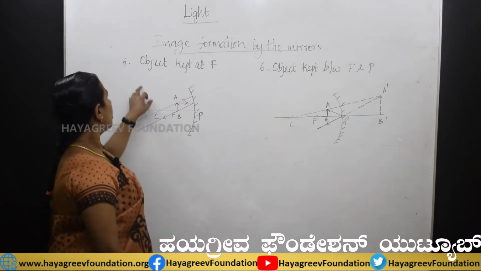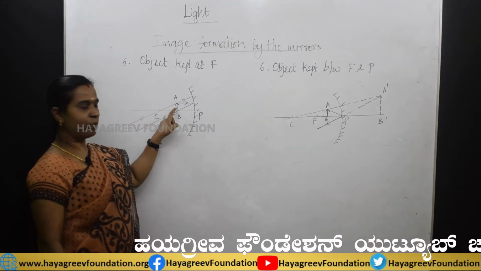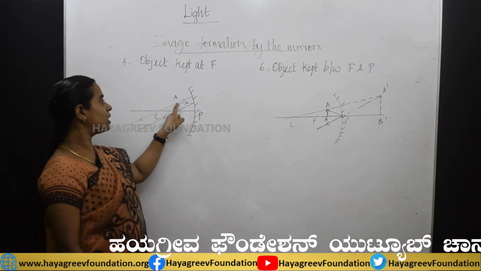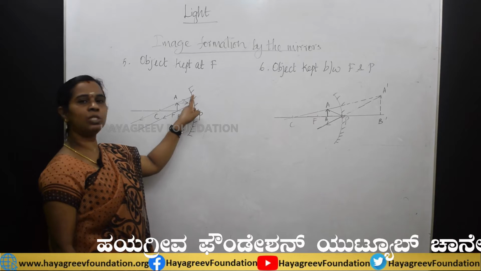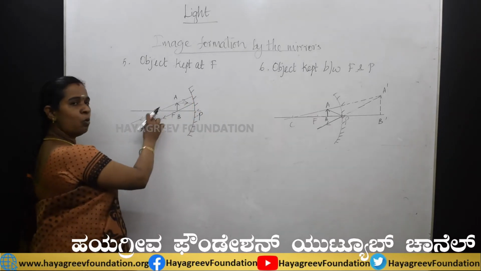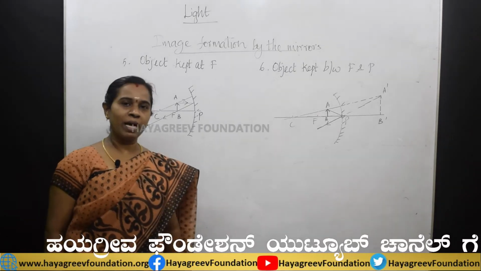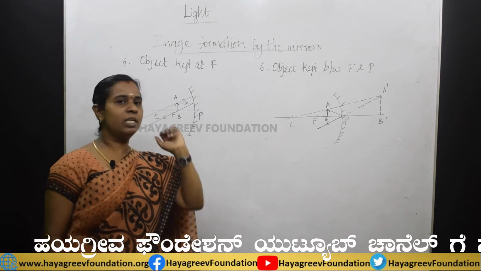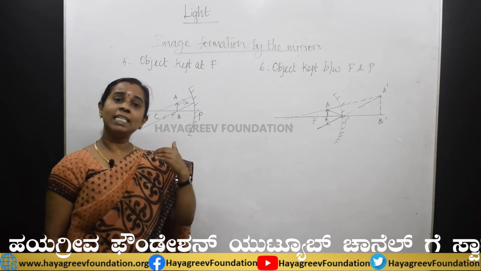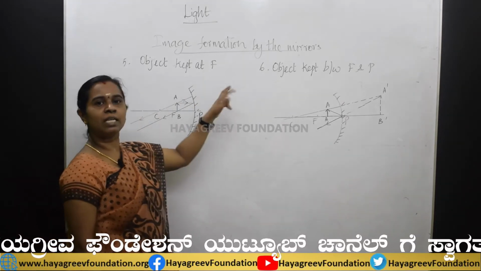Now, object kept at F. First one, the parallel ray. After reflection it passes through the principal focus. The next one is the ray passing through the center of curvature. After reflection it will retrace its path. Both the reflected rays are parallel. If the reflected rays are parallel, the image will form at infinity. So, a real, inverted and enlarged image is formed at infinity when the object is kept at F.